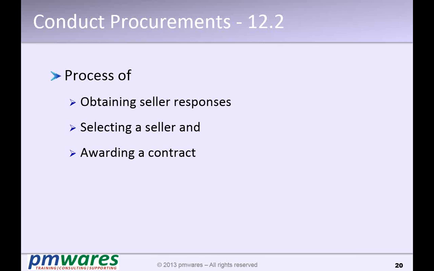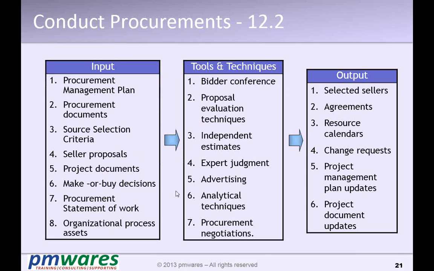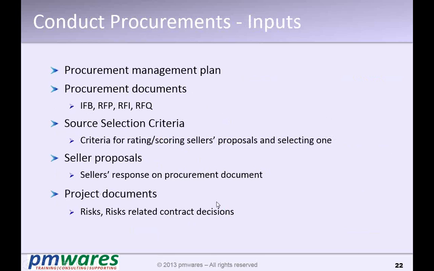The second process is conducting the procurement. Now, once you have prepared a project procurement management plan, you have the reasoning for buying, you have the source selection criteria, and you have the request for proposal document, you can go ahead. In conduct procurement, you float the request for proposal, seek the proposals, evaluate them, and then award a contract to someone. So all the outputs of the previous process are inputs here.